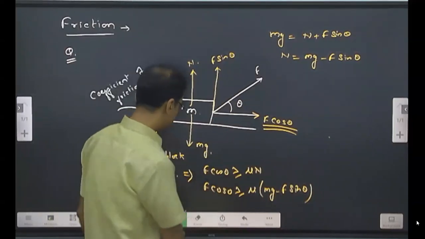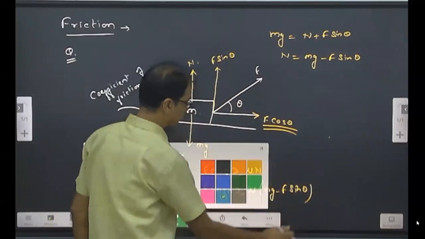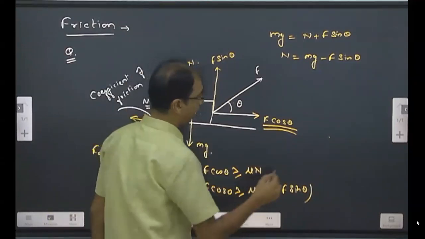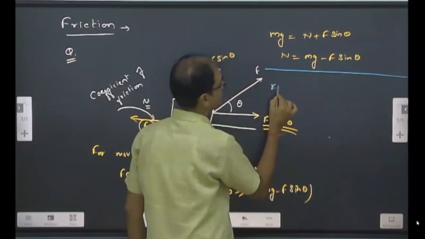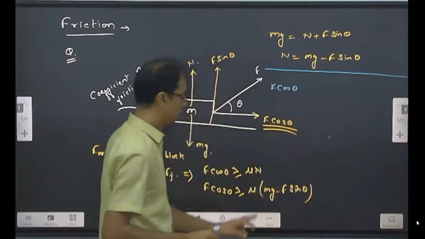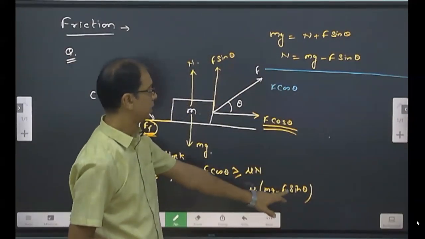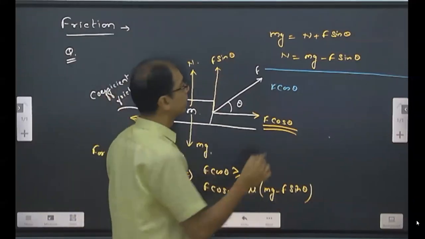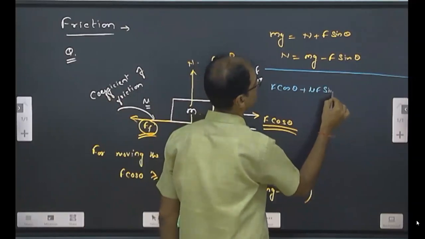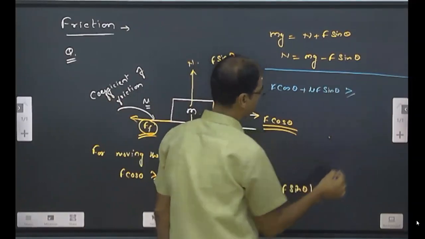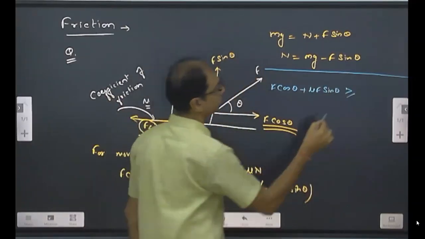Okay, let's see. So f cos theta, and here is minus mu f sin theta. Bring it here, it will become plus. So plus mu f sin theta greater or equal to mu mg.